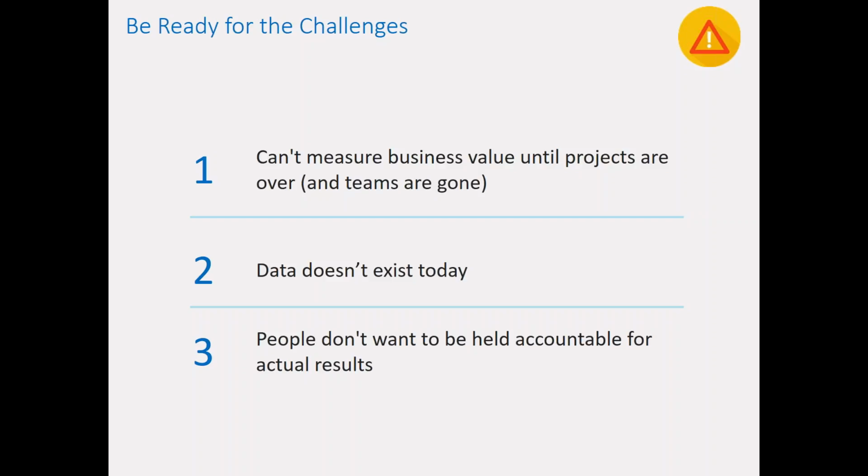Number 2, sometimes the data doesn't exist and you have got to be able to measure the stuff that doesn't exist today. So if today you don't have data, at least put something in place so that you can measure it in the future. So you're going to build the features to allow you to do this next time. And finally, this is the big one that I just mentioned, that people don't want to be held accountable for their actual results. So you're going to have to very carefully, politically sometimes, maneuver that.